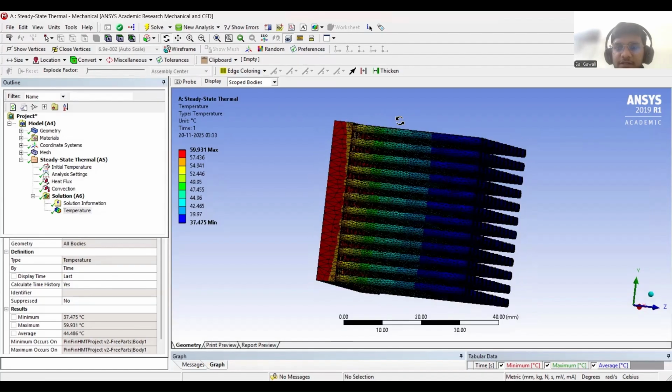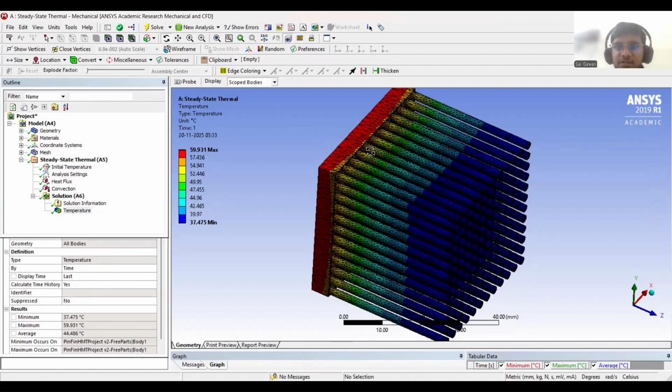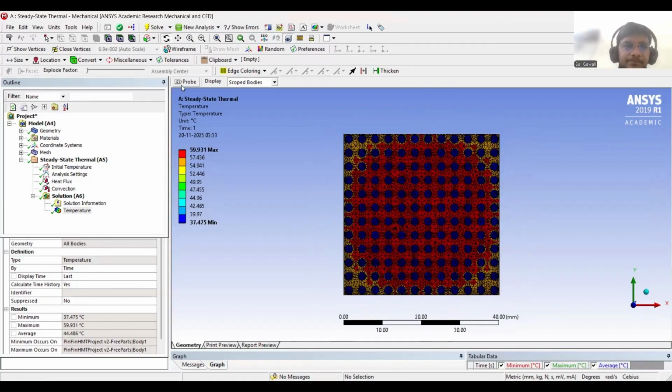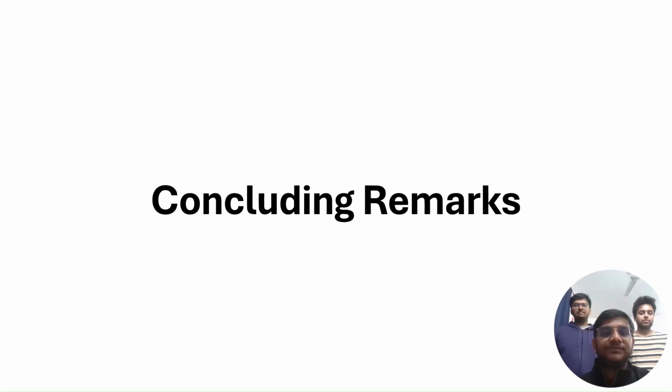Here we can see the temperature distribution along the fins. Now let's check the base temperature. Here we can see the base temperature is between 57 to 58 degrees Celsius.